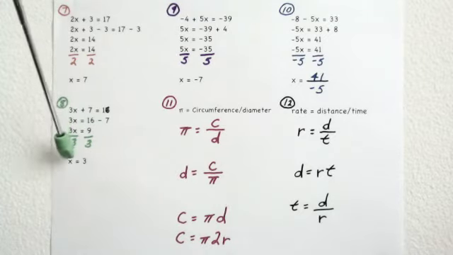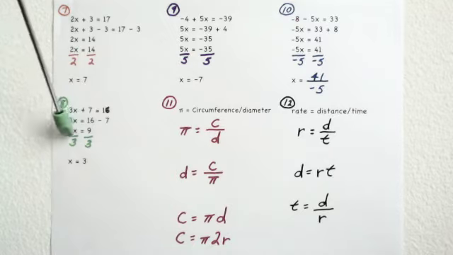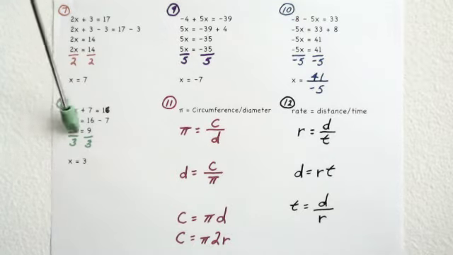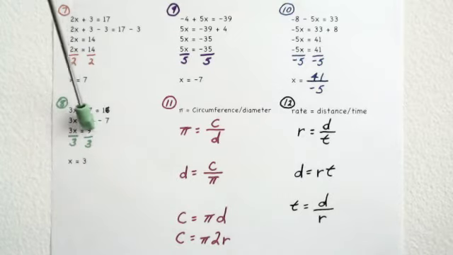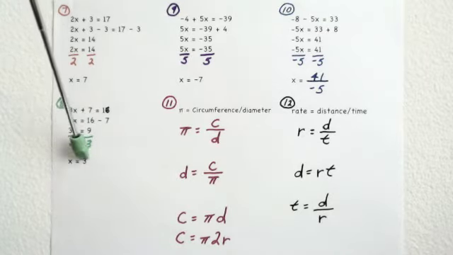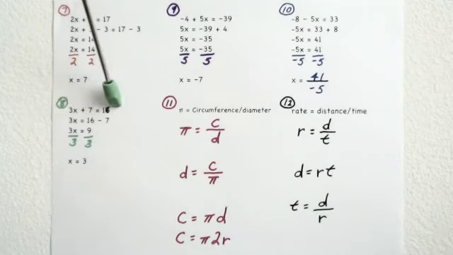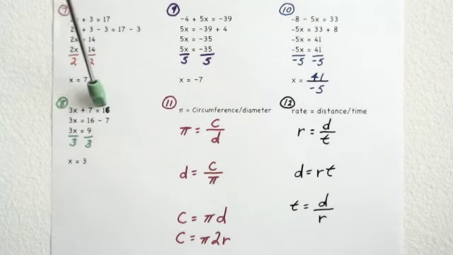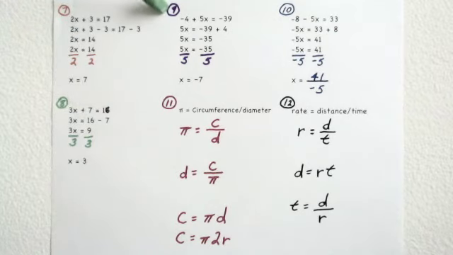3x divided by 3 equals x. Anything over itself is the same as 1, so that would give me 1x, and 1 times x is x. 9 divided by 3 is 3. If I take my answer and plug it into the original equation, 3 times 3 is 9, plus 7 is 16.